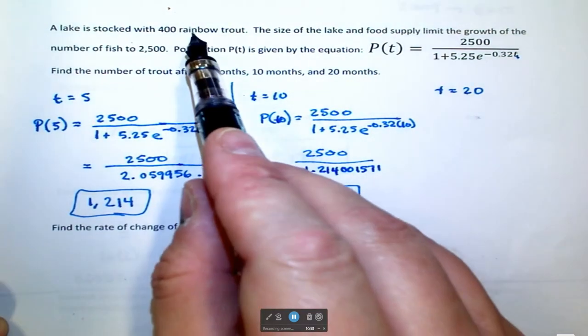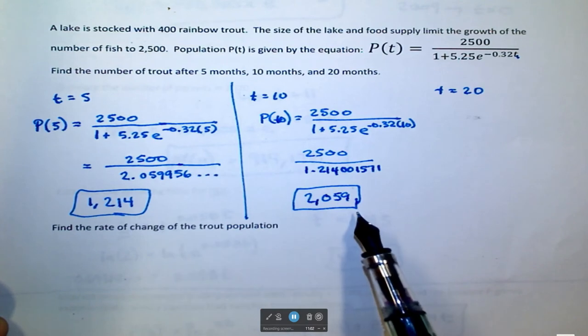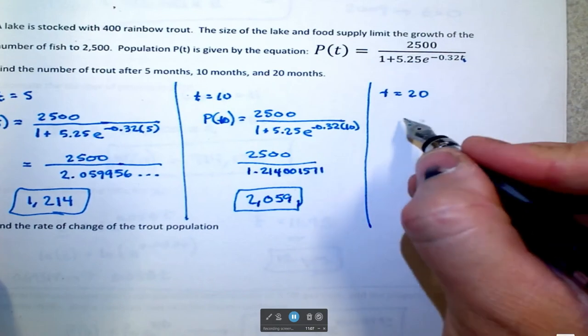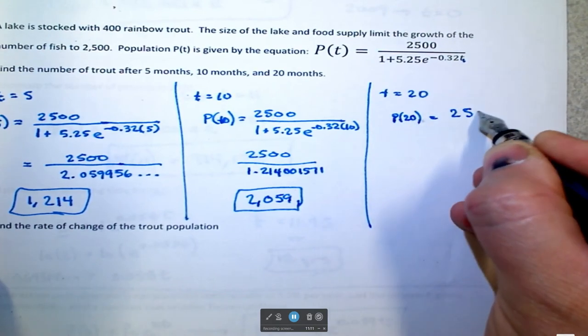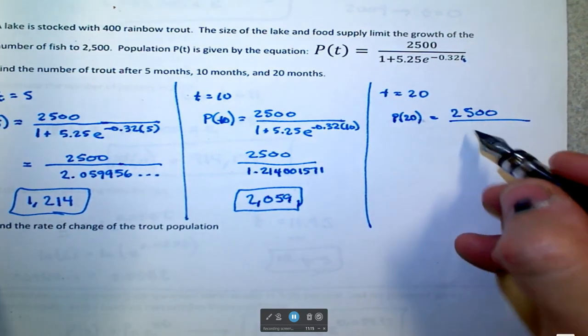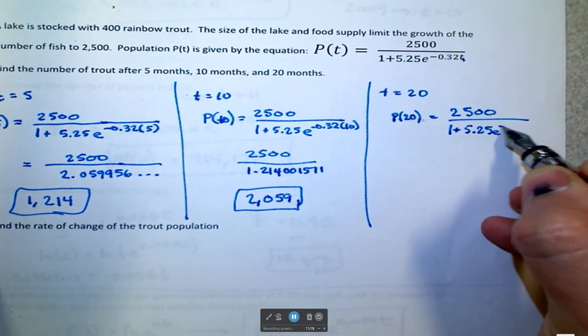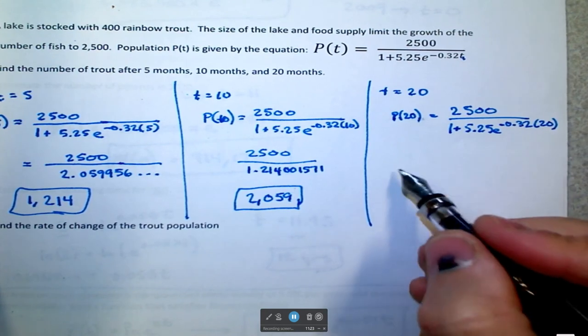Okay, so what do we notice? We stocked 400 trout, at 5 months they've grown, at 10 months they've grown. Let's see what happens at 20 months. So P of 20 will be 2,500 over, and it's pretty repetitive, guys, 1 plus 5.25 e to the negative 0.32 times 20.